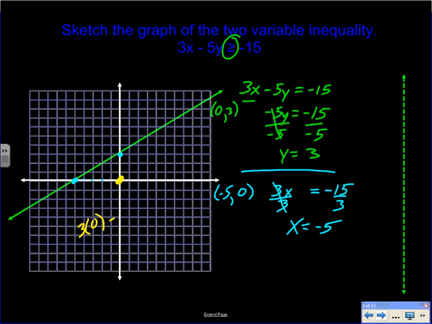3 times 0 minus 5 times 0 is greater than or equal to negative 15. Is that true? Well, we know we have 0 minus 0, which is 0. And is 0 greater than or equal to negative 15? Yes, it is true. So this point of 0, 0 is a solution. We will shade the side of the line that contains 0, 0.